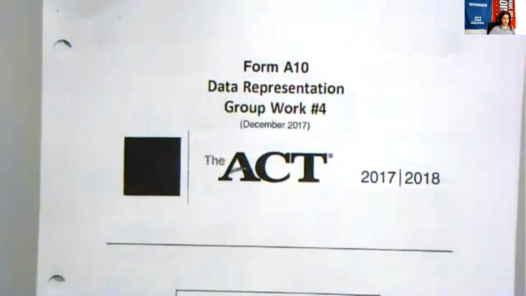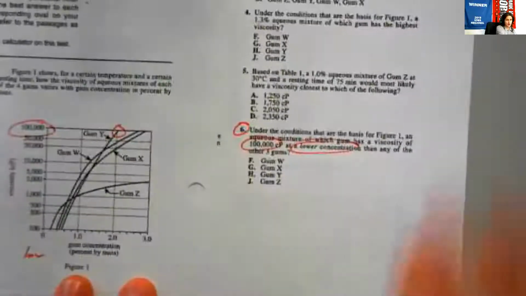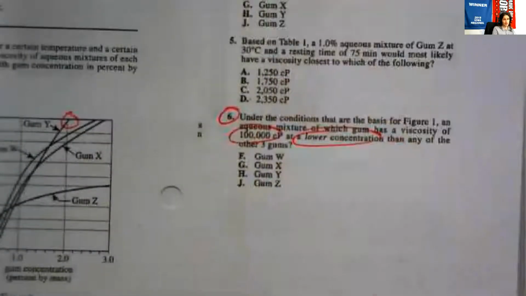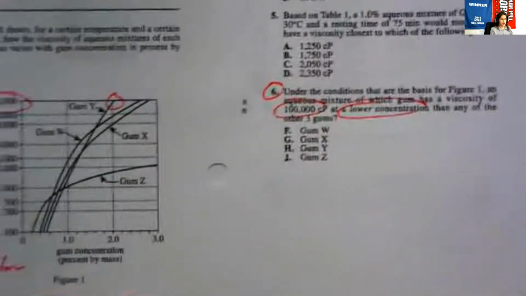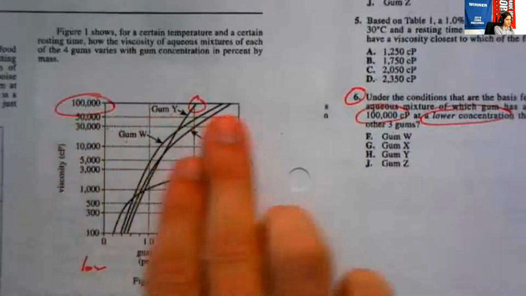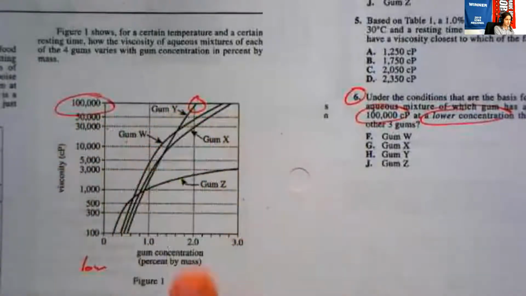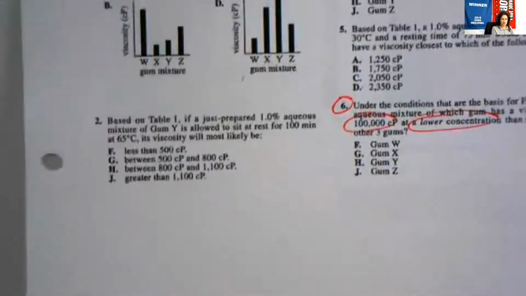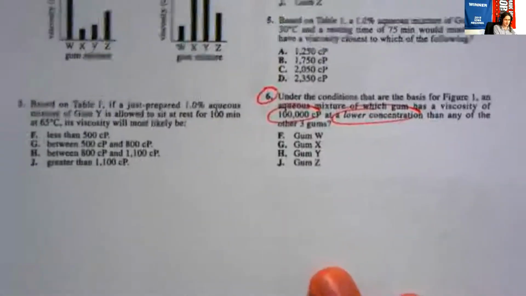Just a couple questions I wanted to look at on group work number 4 here. Homework number 4. I know you're not working in groups. Number 6, which gum has the viscosity of 100,000 at a lower concentration than any of the other 3? Looked at 100,000, draw a line over and said, where does it happen first? Looks like gum Y. So that one struggled. People are challenged by that one, it seems, most years. Not sure why.